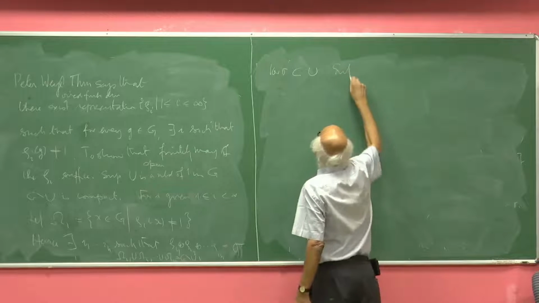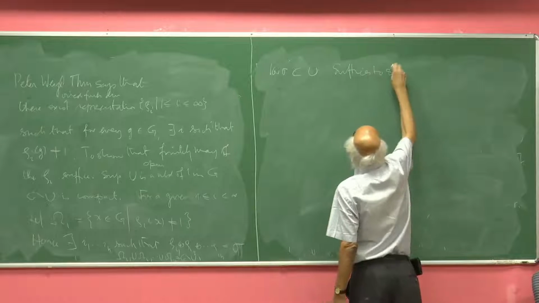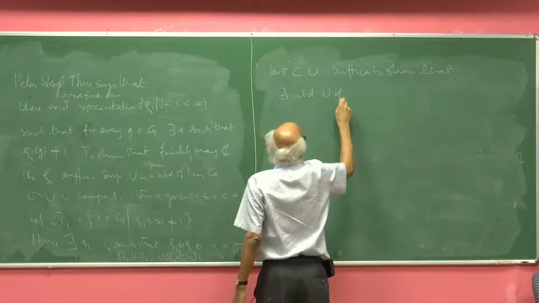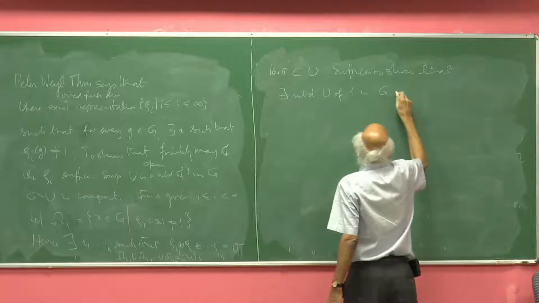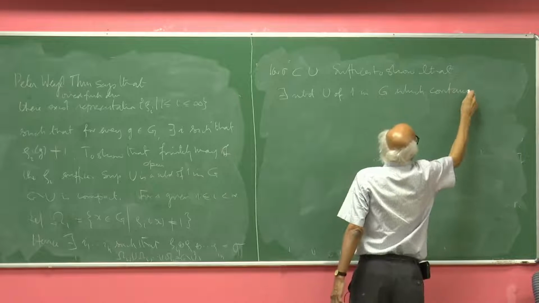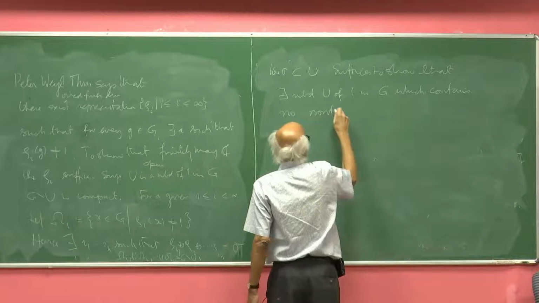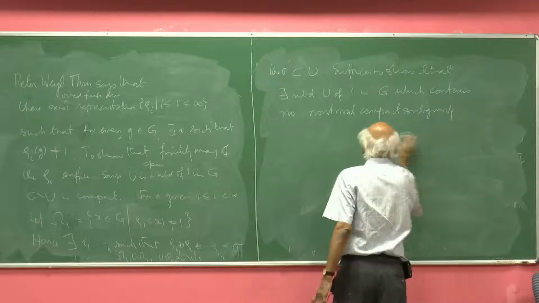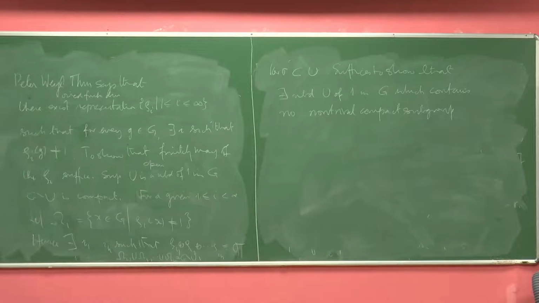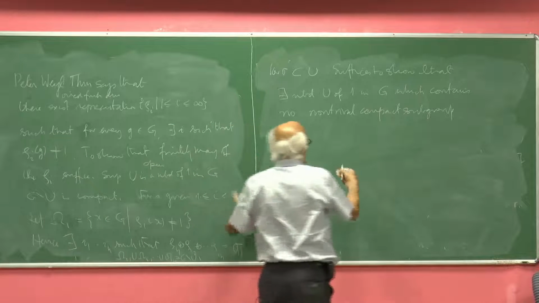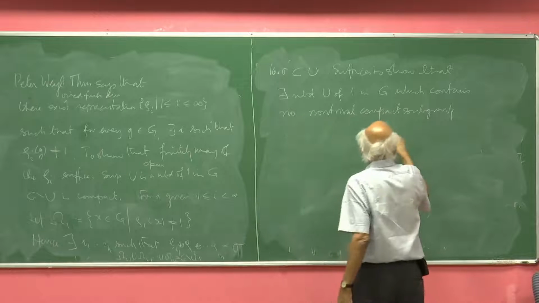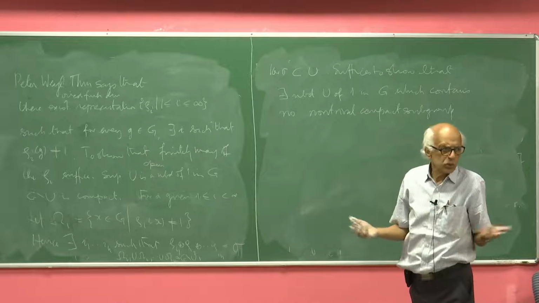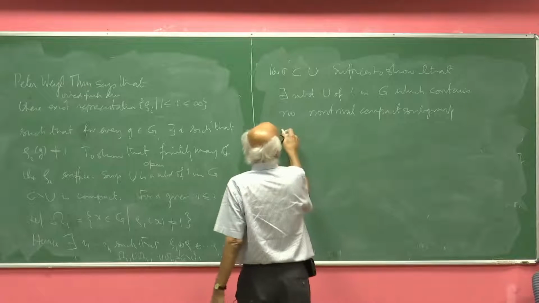So it suffices to show that there exists a neighborhood U of 1 in G which contains no non-trivial compact subgroup. So in fact, one can show that there is no non-trivial compact abelian subgroup, because you can take one non-trivial element of the group and take the group generated by that and take its closure, that will be abelian.